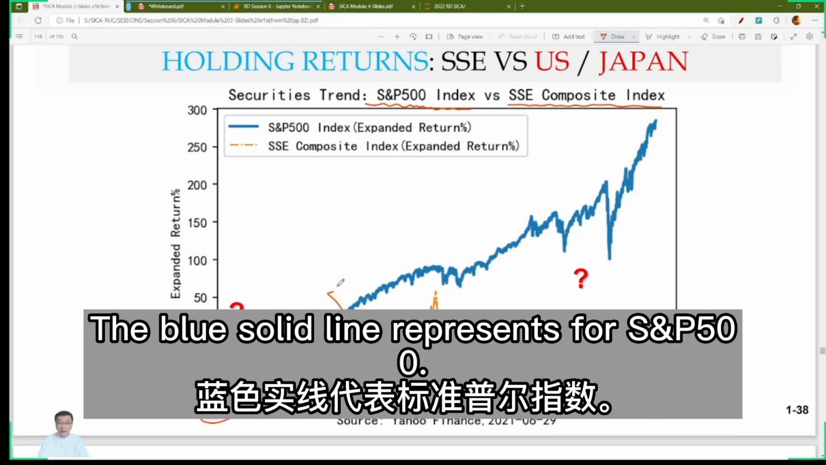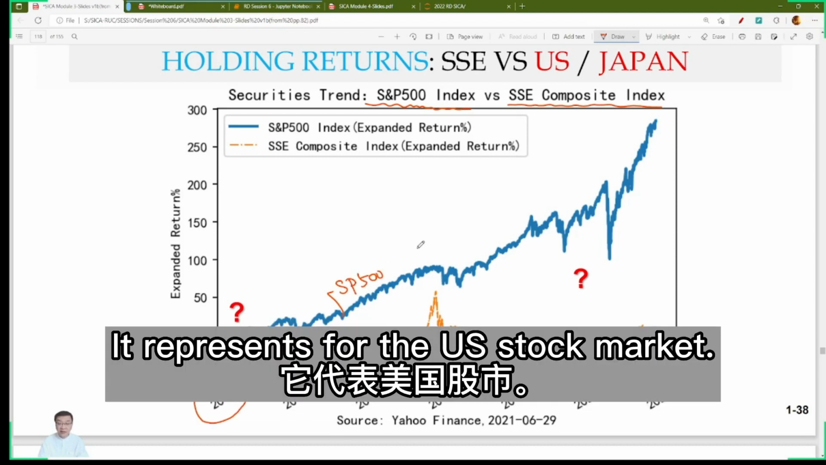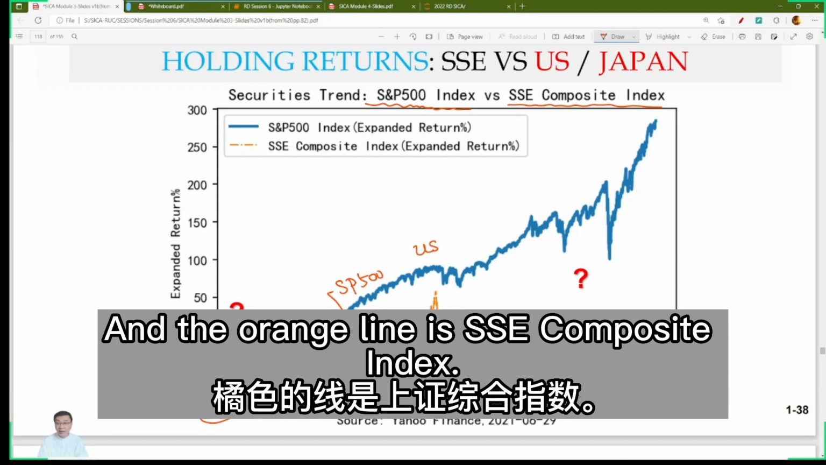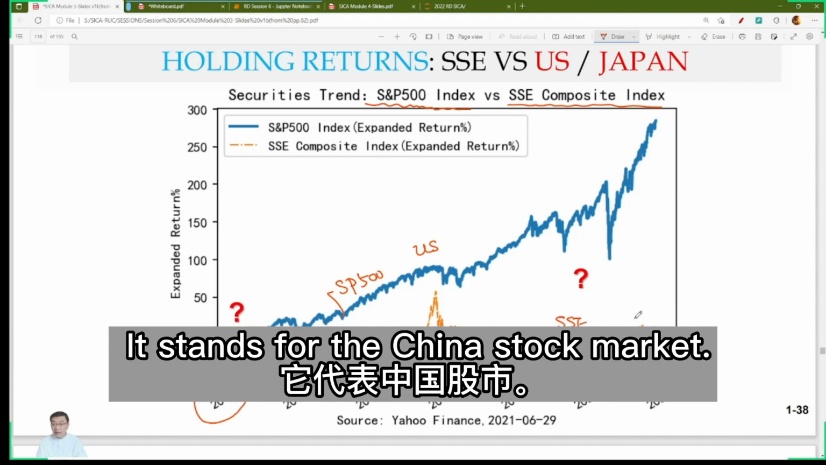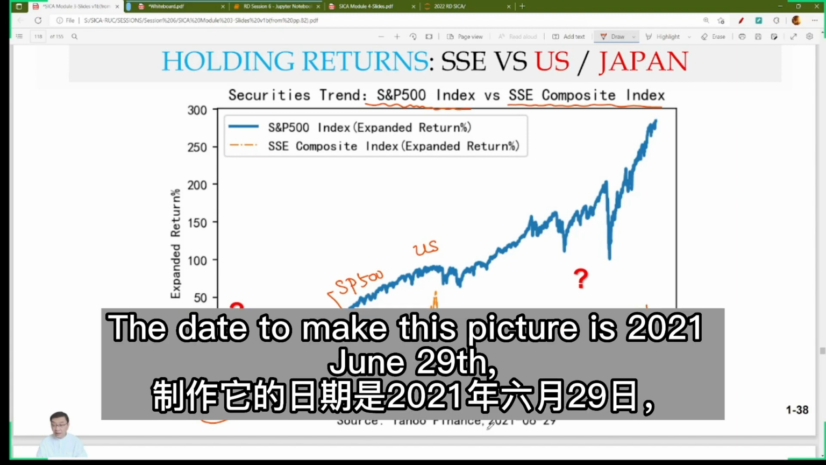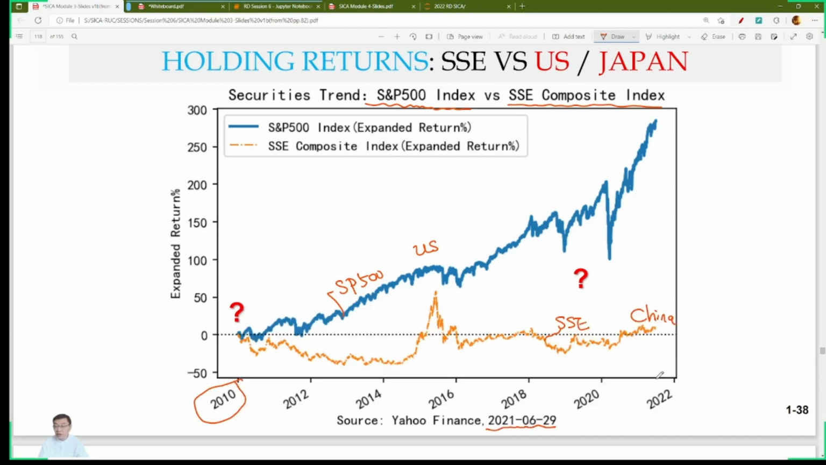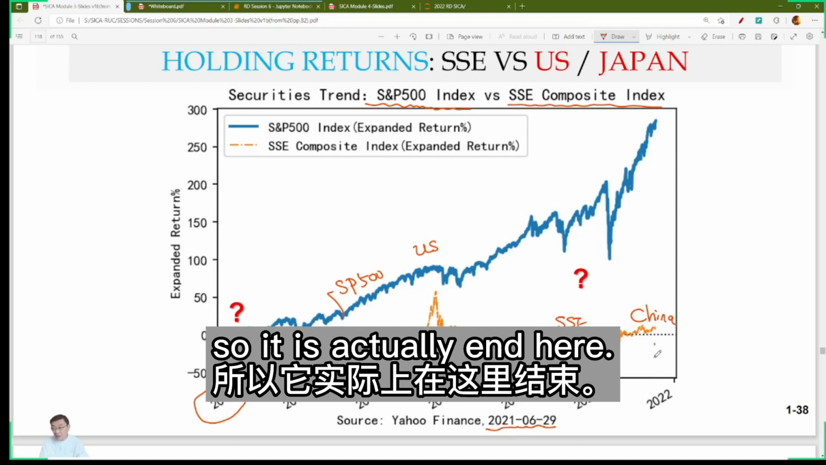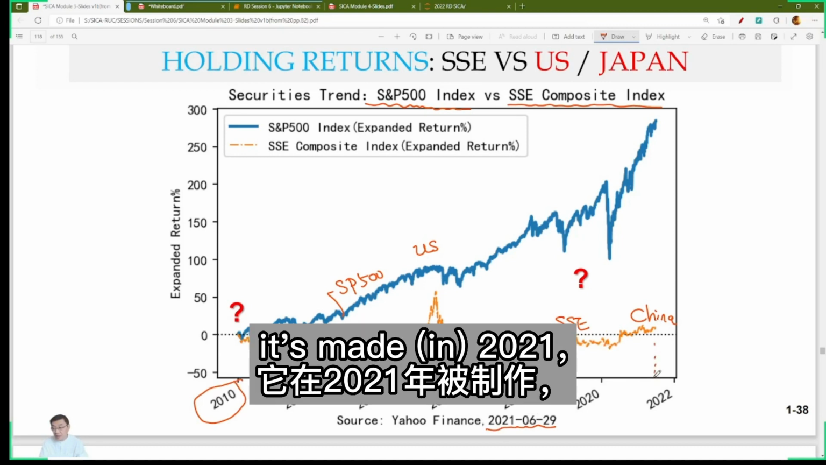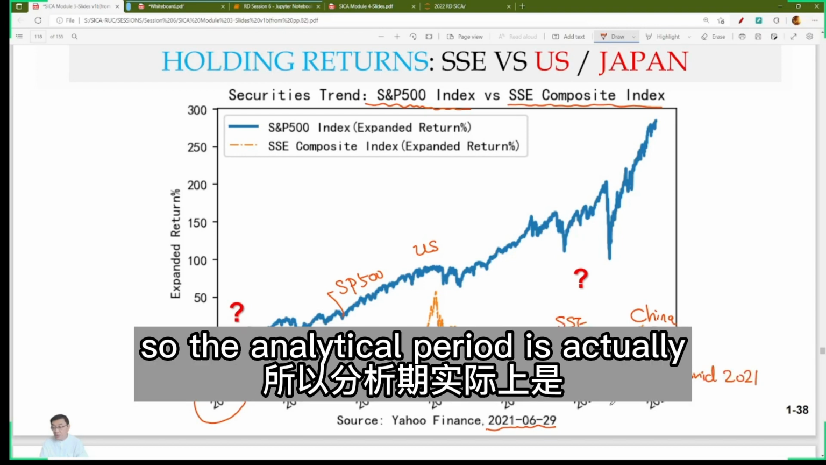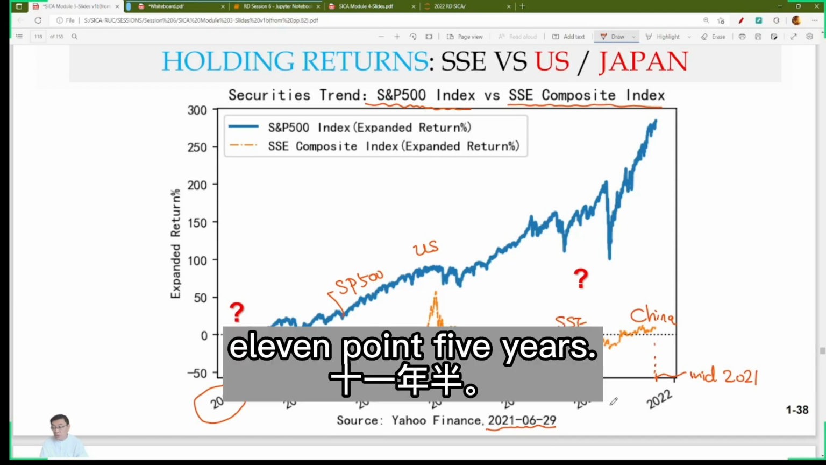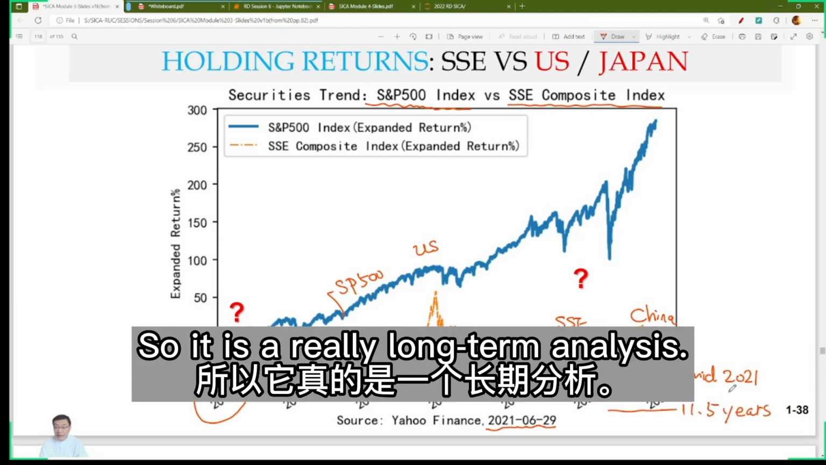The blue solid line represents Standard & Poor's 500. It represents the US stock market. And the orange line is SSE Composite Index. It stands for the China stock market. The date to make this picture is 2021, June 29th. So it actually ends here. It's May 2021. So the analytical period is actually 11.5 years. So it is a really long-term analysis.